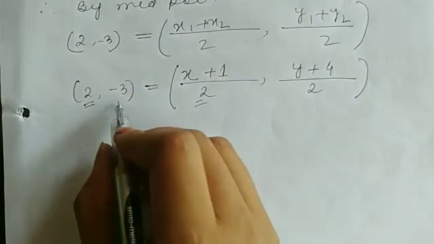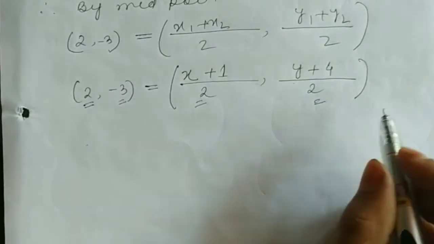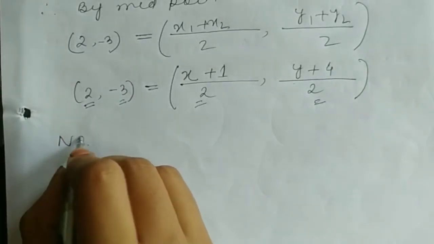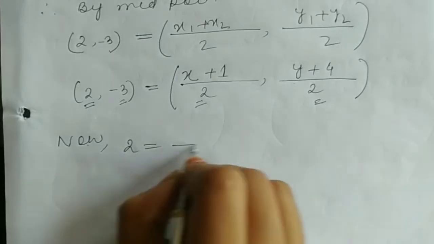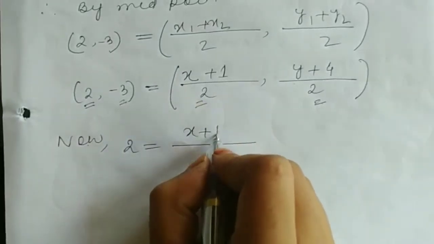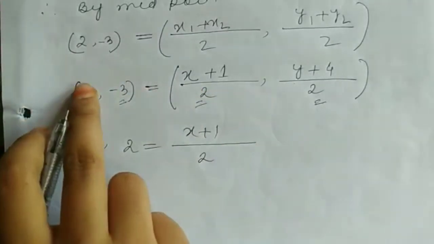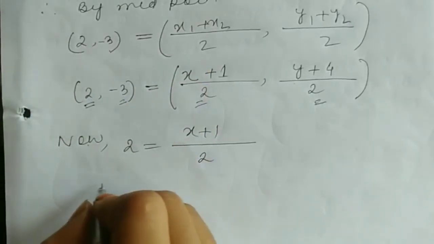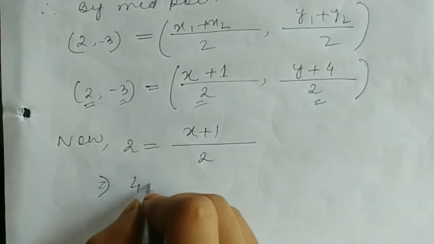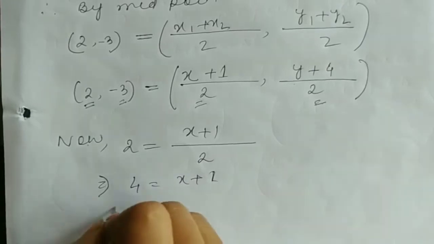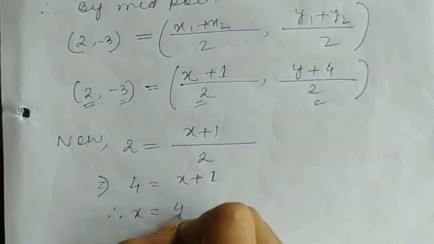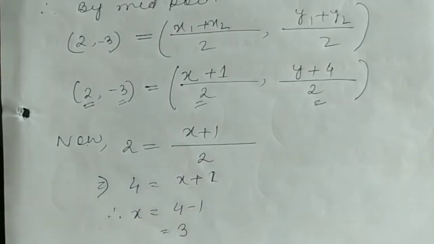Similarly, this one is also x and this one y and this one also y. Now, 2 equals to, we can write here 2 equals to x plus 1 by 2. So we can write like this: 2 times 2 is 4 equals to x plus 1. Therefore, x equals to how much? 4 minus 1 equals to 3.